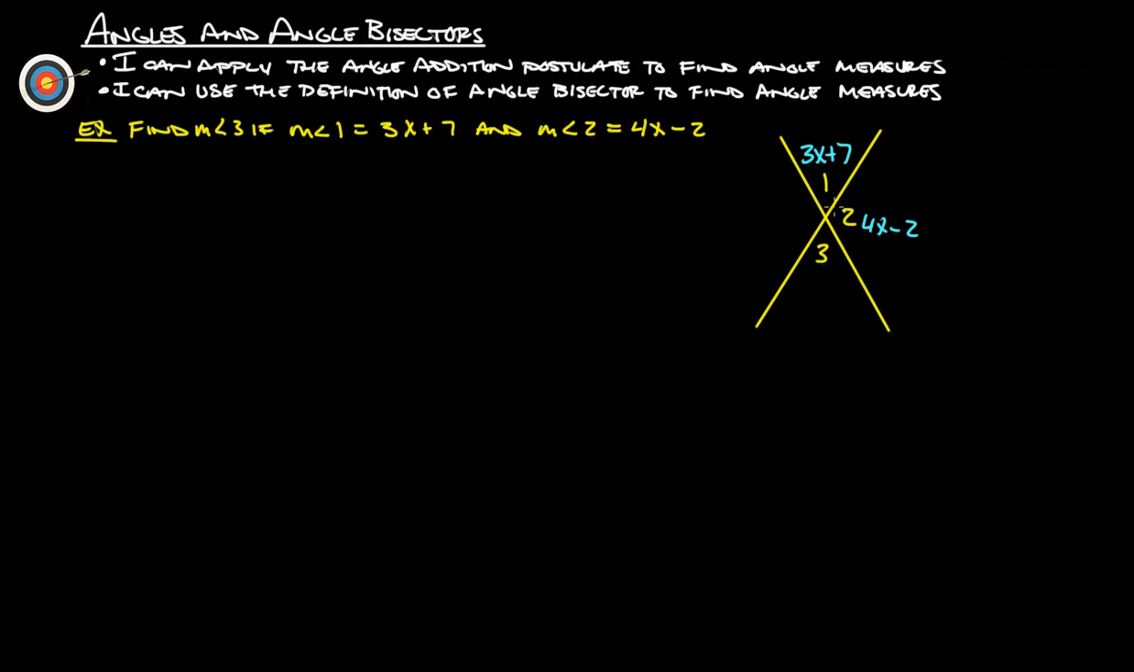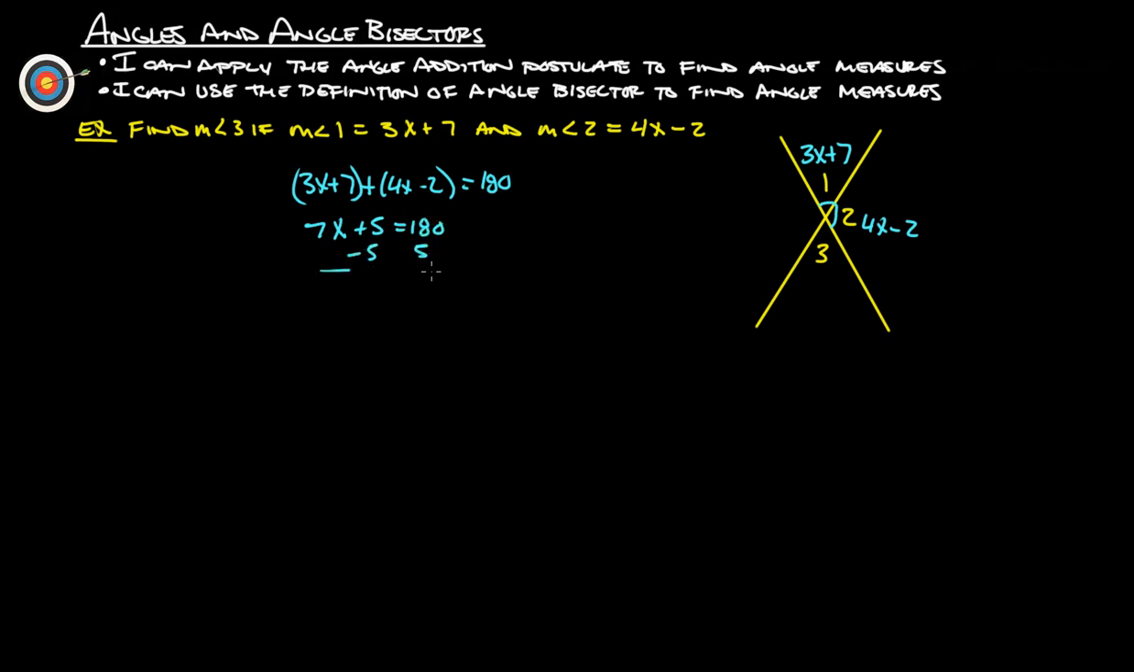We know that if we add these two angles together, look, it makes a straight angle, which means it has to be supplementary, which means it's 180 degrees, right? So we know that 3x plus 7 plus 4x minus 2 has to equal 180 degrees. So now we're just going to use good old algebra to figure this out. Nothing to really simplify, so we're just going to collect like terms. 3x plus 4x is 7x, 7 minus 2 is plus 5, equals 180.